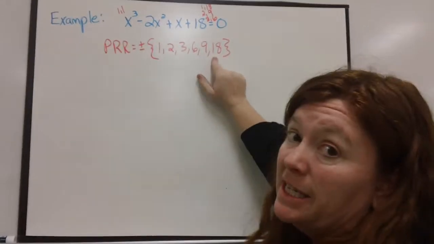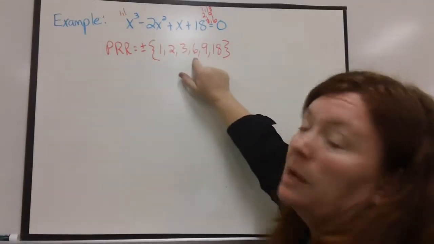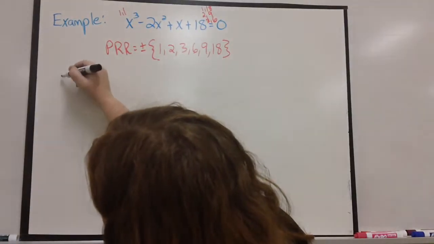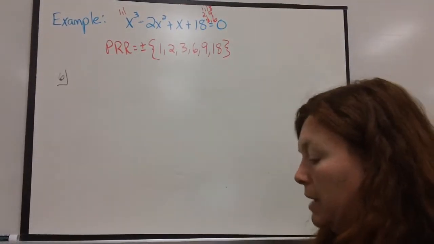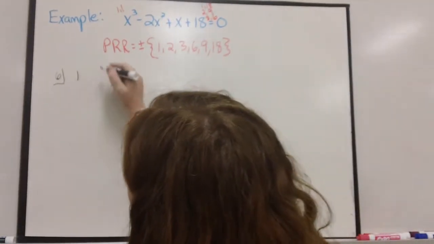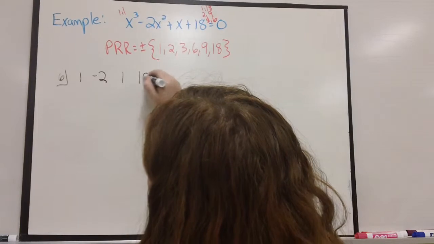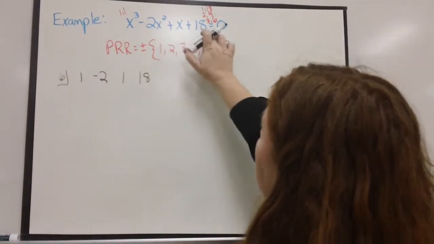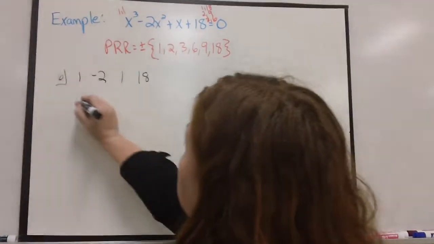Again, I'm not going to pick 18. But you know what? I have quite a few in here. So I'm going to go down to 6, and I'm going to try 6. Uh-oh. Maybe this one will work better. Let's see. 1, negative 2, 1, and 18. I got these from the coefficients. All right. Now, try the 6.